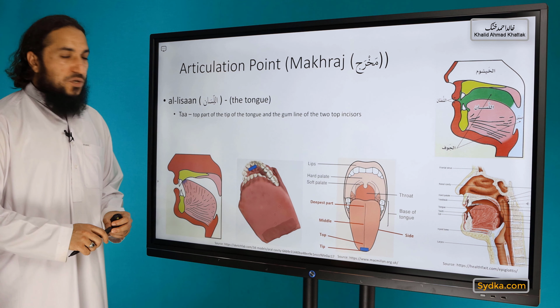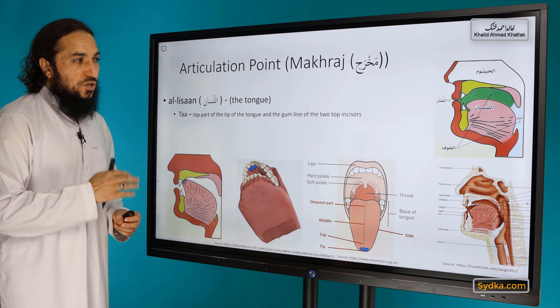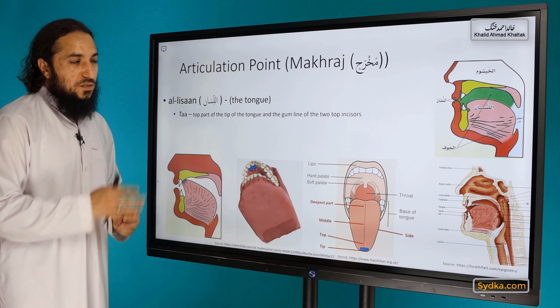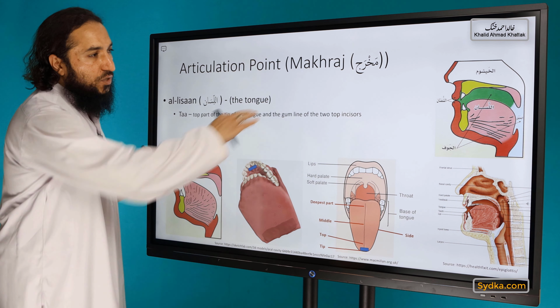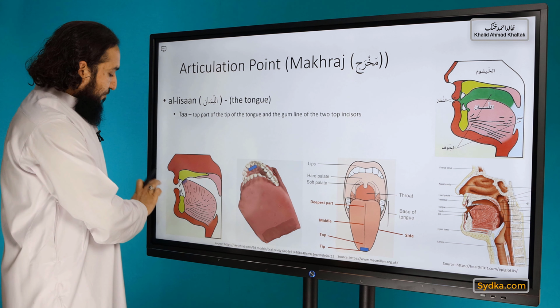And what is this Makhraj, articulation point? It is the top part of the tip of the tongue and the gum line of the two top incisors. So we need to explain that first. Before going to that, we have to explain the tongue itself.